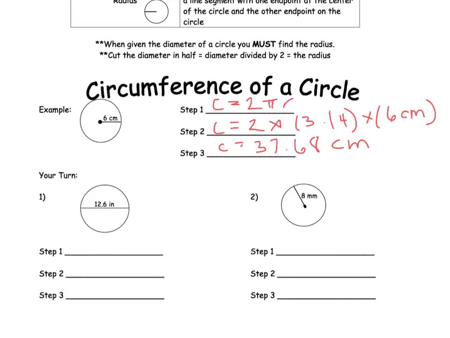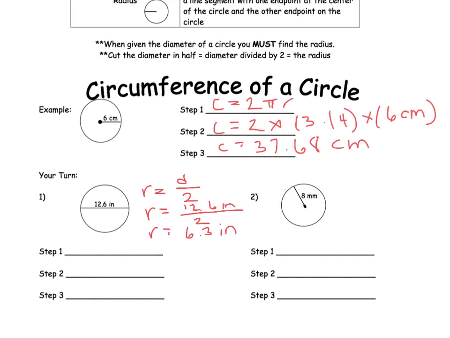Let's try one more together. Here you have a circle with a diameter of 12.6 inches. Remember, when you're given the diameter of a circle, you must find the radius. The formula for radius is d over 2. So radius equals 12.6 inches divided by 2. So your radius is 6.3 inches.